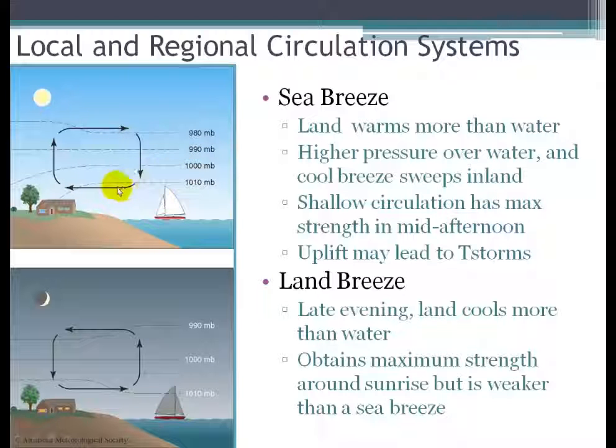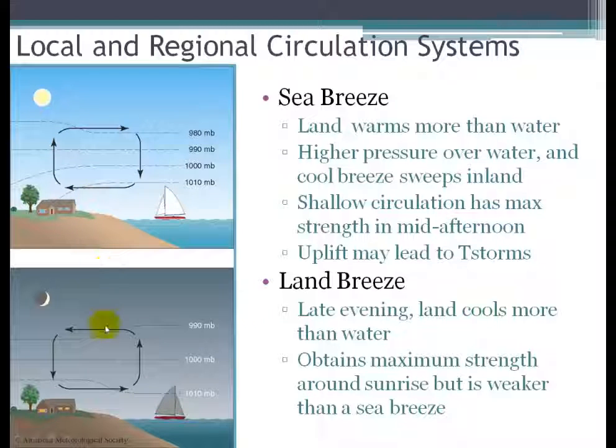When the winds blow onto land, they follow the circulation pattern. They rise up. Remember, we've got a little bit of a low here, so the air wants to rise up in the atmosphere, and then we get this kind of circulation pattern develop. It's possible that the uplift could produce some weather, maybe some thunderstorms here, but not always.